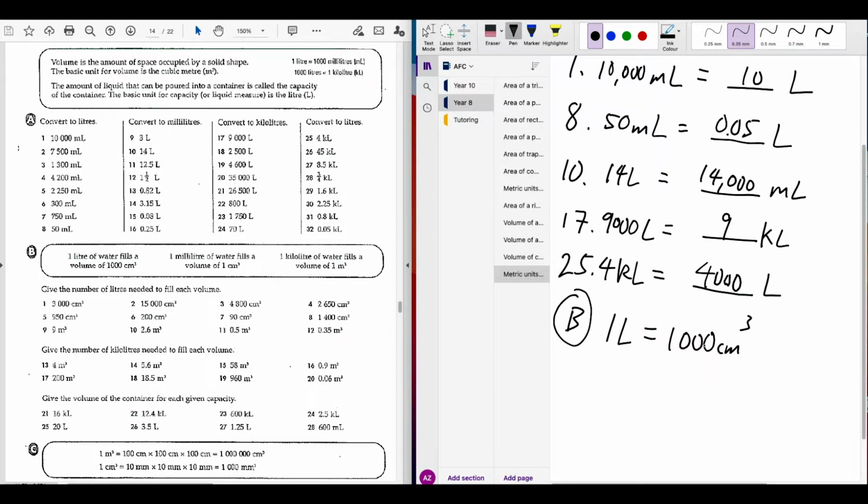I want you to actually memorize this. And 1 milliliter is equal to 1 centimeter cubed. And 1 kiloliter is equal to 1 meter cubed.